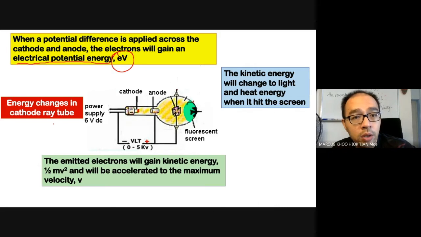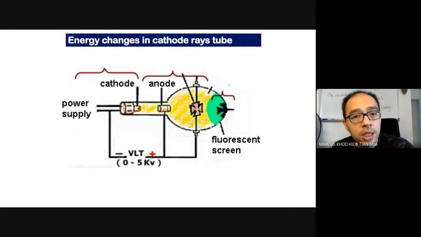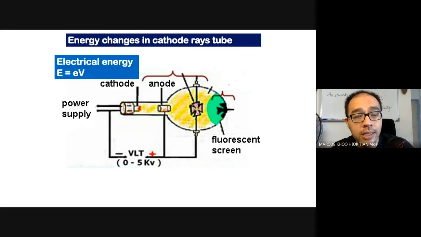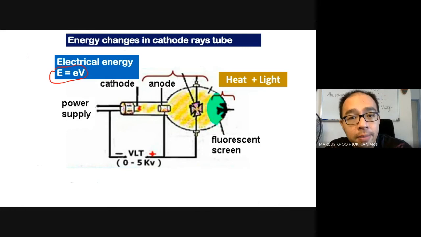Okay, so we're going to take a look at this. Energy changes in the cathode ray tube. The electrical energy E is calculated by the charge of one electron times the voltage that you supply, eV. This is the formula for electrical energy, in electron volts. When it hits the fluorescent screen, it's going to convert into heat and into light, but we're not so interested in that. We're interested in how fast the velocity of the electrons is moving.